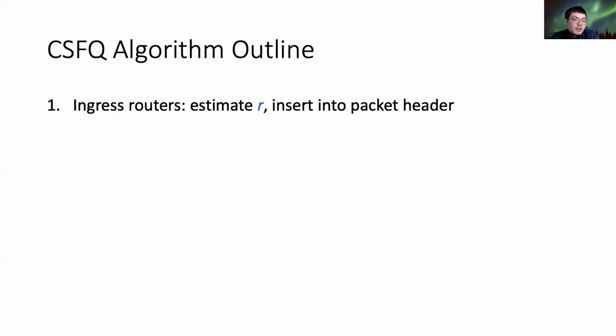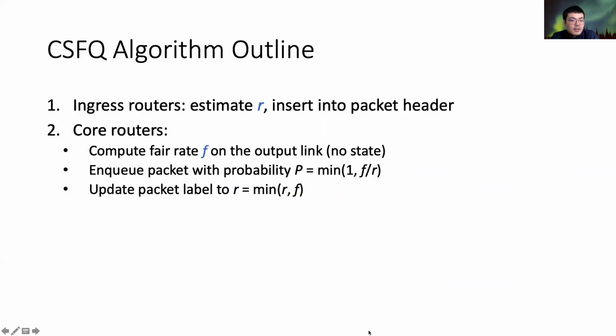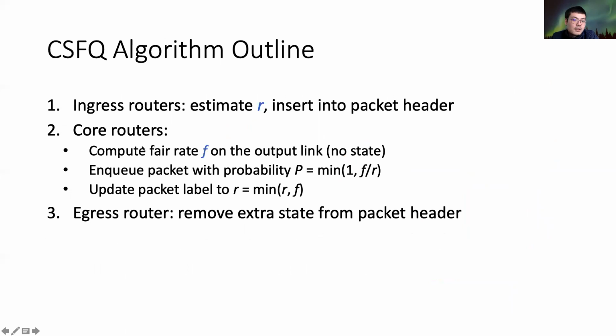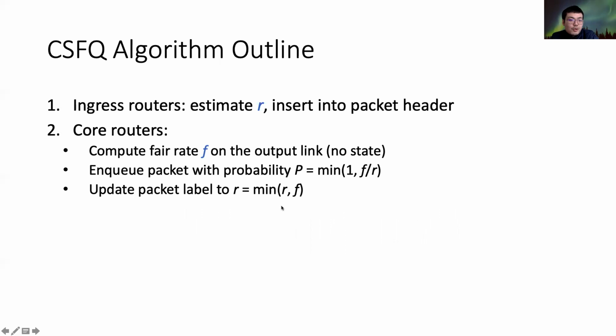Okay, so the outline of the CSFQ algorithm is as follows. You have the ingress router, which estimates R and inserts it into the packet header. And the core router just computes the fair rate, because you have the R in the packet. And here you don't need the state. You can compute the fair rate because you have the allocated bandwidth to everything, and you know whether it's below average or not.